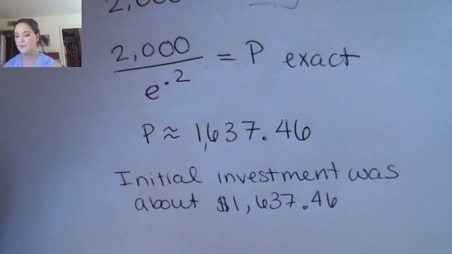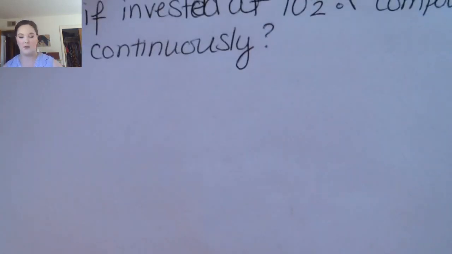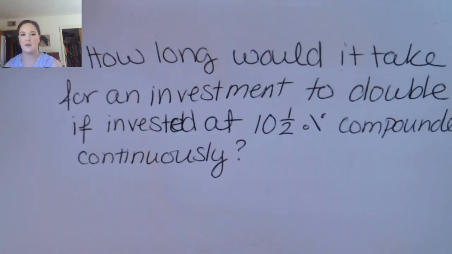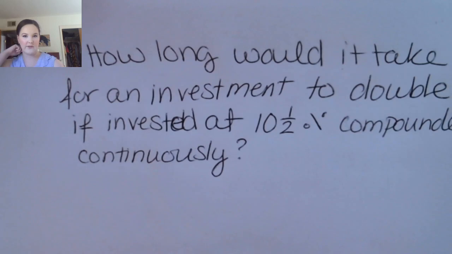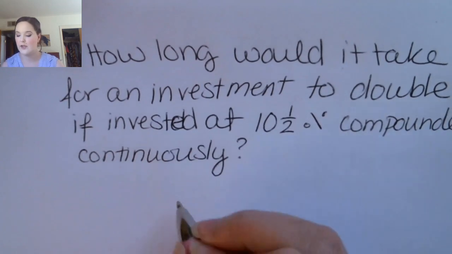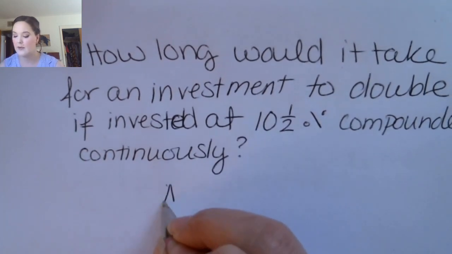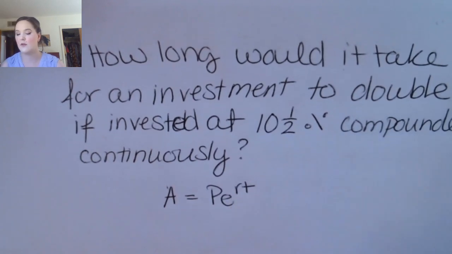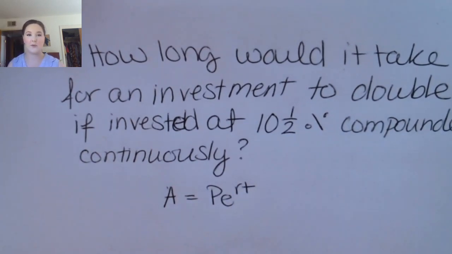Okay. All right. One last one about compound interest. How long would it take for an investment to double if invested at 10.5% compounded continuously? Okay, so again, because it says compounded continuously, we know we're using this formula. Okay, if it says compounded annually, compounded biannually, something like that, you need the other formula.